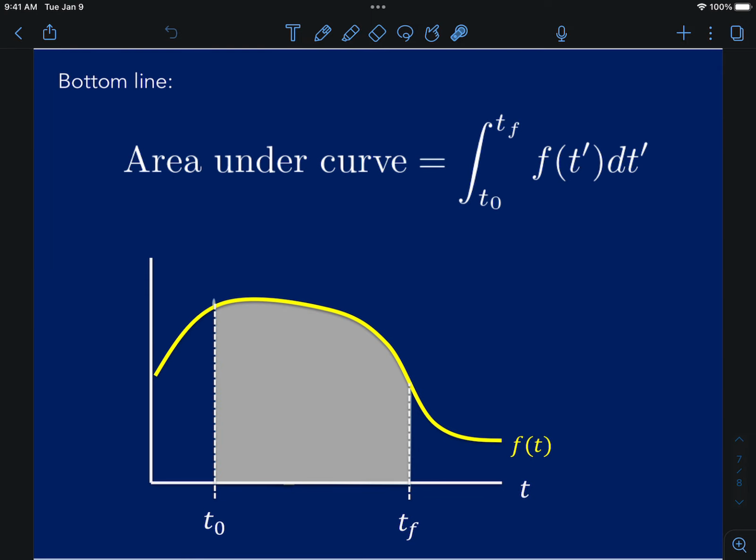So the bottom line is that the area under the curve, what you get when you add over all of the rectangles that have infinitesimally small widths, you're going to get the area under the curve. So the area under the curve is the integral of f from t0 to tf. And that's what we were looking for.